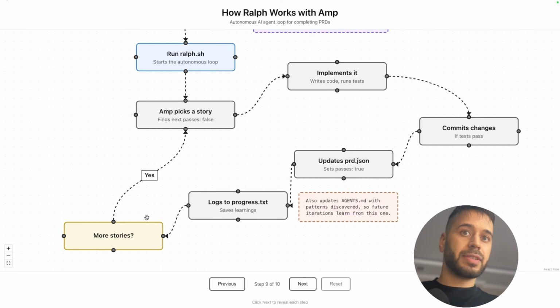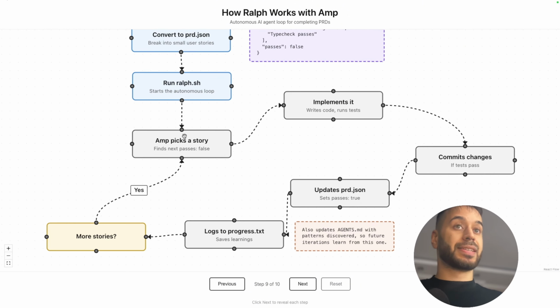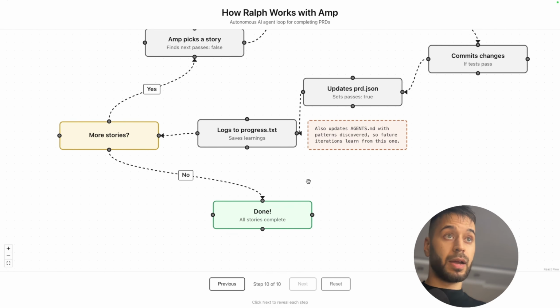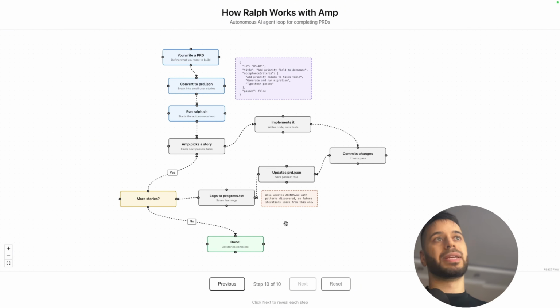Okay, so now after it does that, it's going to check, are there more stories? If there are more stories that have passes equal to false, it's going to pick the next based on the priority, and then it's going to try to implement it. And this loop basically keeps running until all the tasks get completed. And the promise is that after the end of this loop, your task will be 100% completed based on the success criteria that you specify.